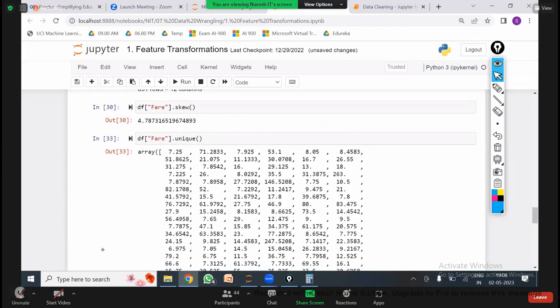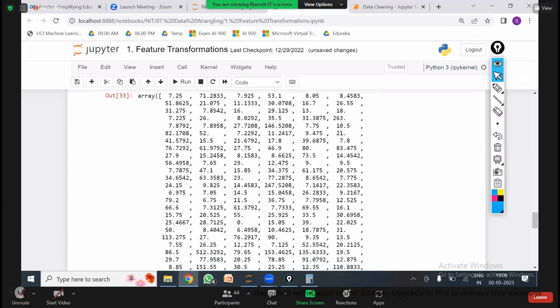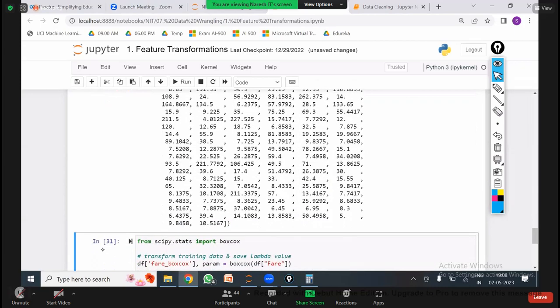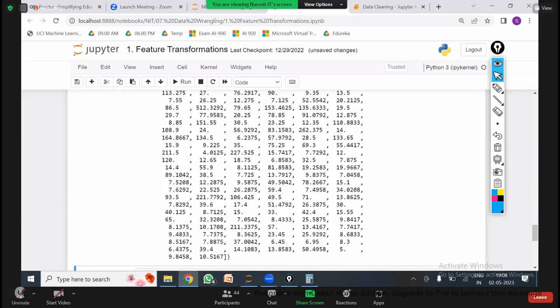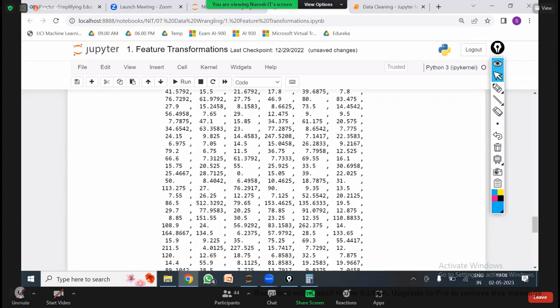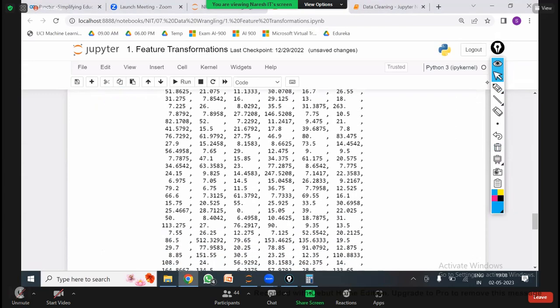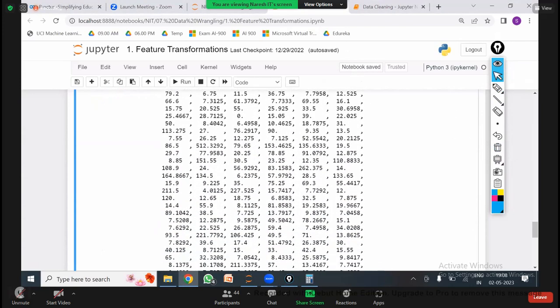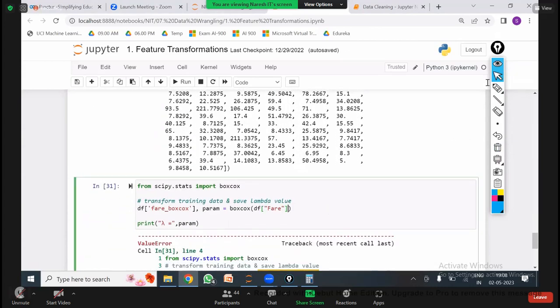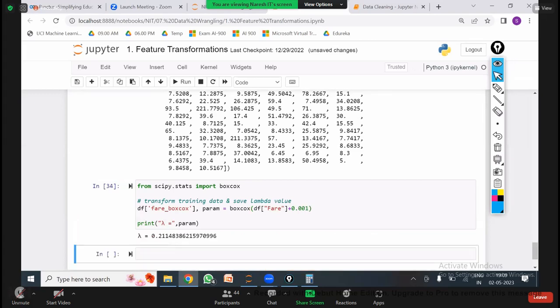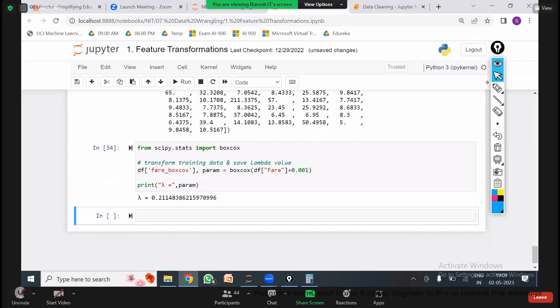Unique values. What are the unique values we are having? Is there any negative value? No negative value. Just only 0 is there, but there is no negative value. Okay. Let me try by adding plus 0.001. Okay. So I'm going to get the lambda value as 0.2, and let me check the same thing.